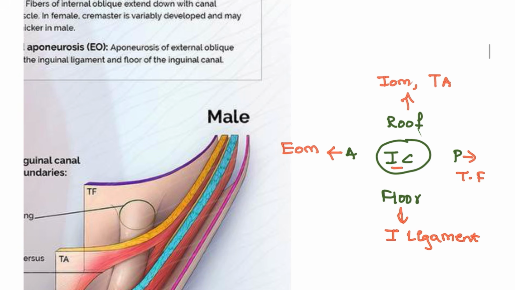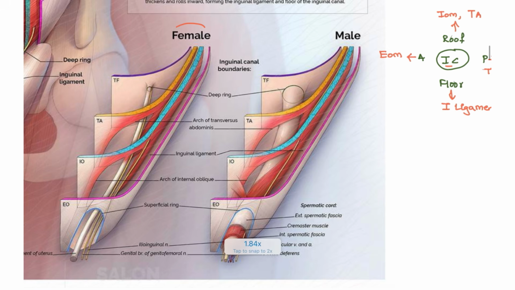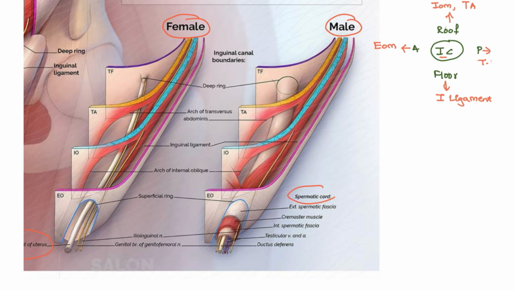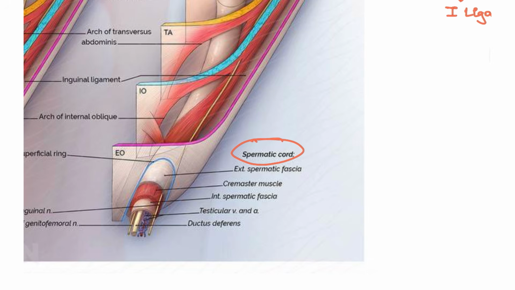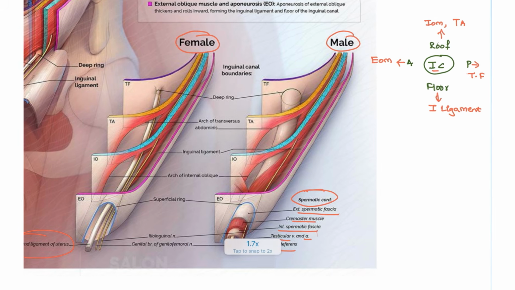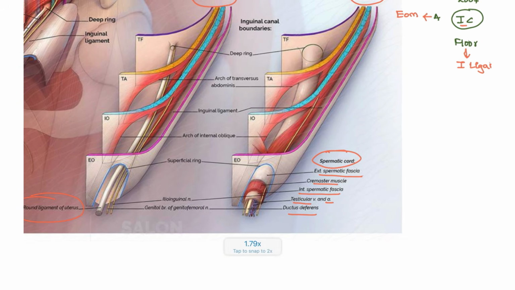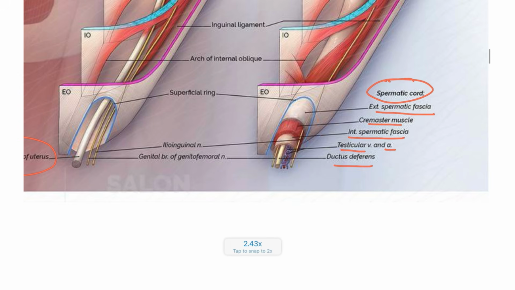And for the contents, if it is a female we have the round ligament, and if it is a male we have the spermatic cord. What are the spermatic cord contents? The external spermatic fascia, cremaster muscle, internal spermatic fascia, testicular vein and artery, and ductus deferens. These are common questions that have been asked. And what else is important? This canal is also carrying the ilioinguinal nerve and the genital branch of the genitofemoral nerve. This question has also been asked.